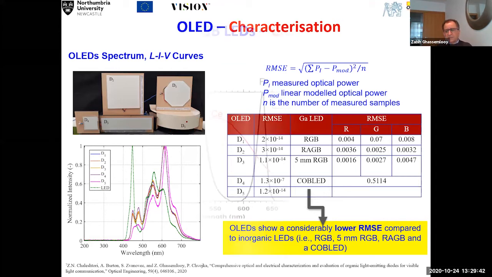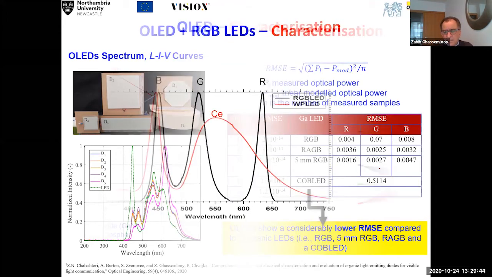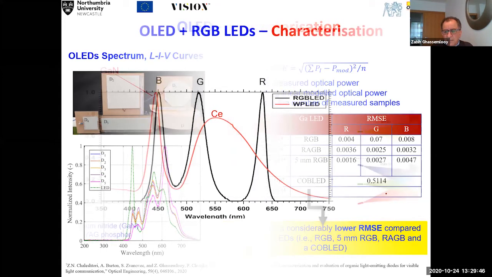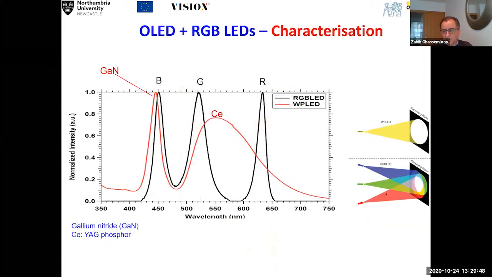Then we compared it with the standard. This is a standard inorganic LED, which is based on RGB, red, green, blue LED, which you can see here. And this is the organic LED, which is this one. And you can see that the peak is almost around the blue. And then the second peak is like green, very little red. This is the one we tested.